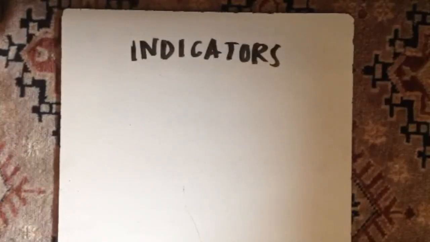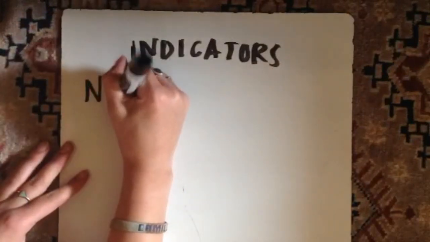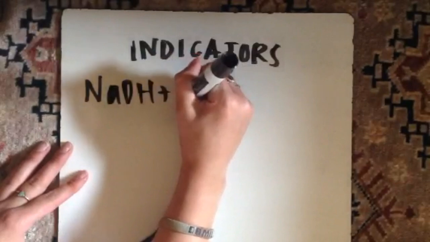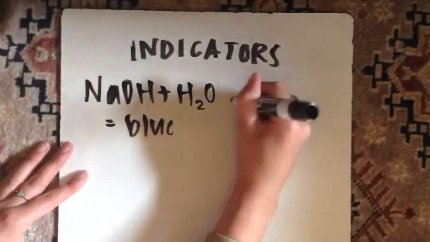Indicators change color in the presence of an acid or a base. As we saw, the basic solution of NaOH plus H2O yielded a color blue, showing that it was a base.